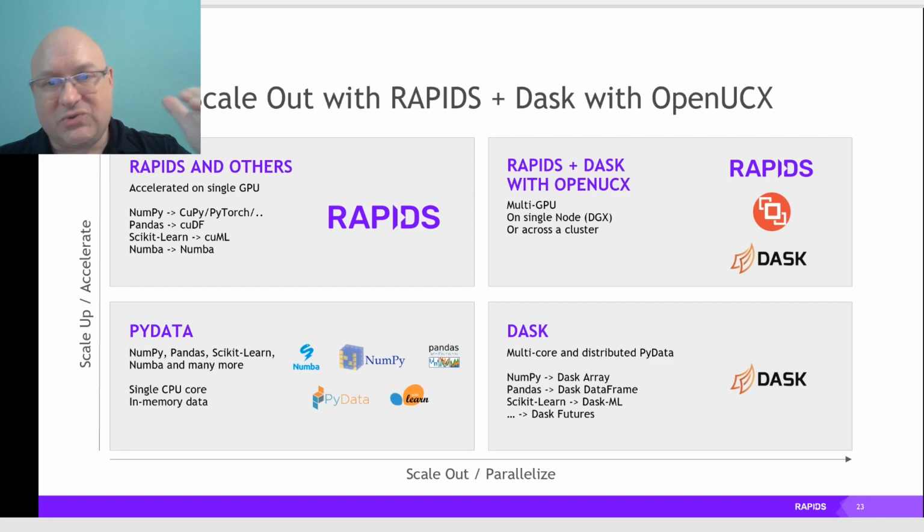And then once you have your debugging done and you're ready to scale out to a really big data set, you can use Dask with UCX and get that same acceleration now across hundreds of nodes for the very biggest problems. Okay, let's go on to some more details.